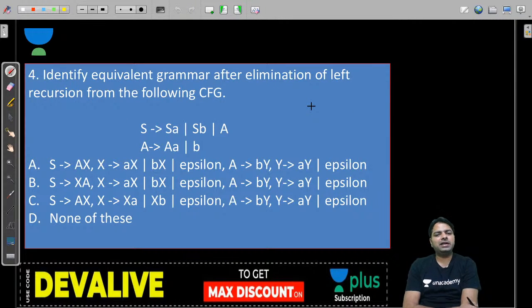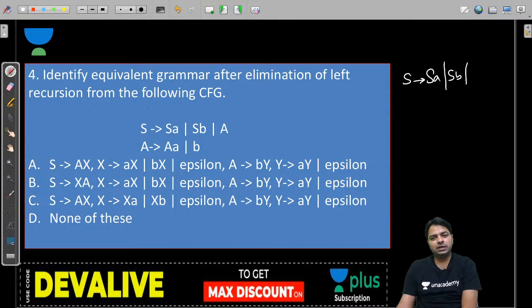Now, identify the equivalent grammar after elimination of left recursion from the following CFG. And guys, here you should be careful. In the options, do you have epsilon or not? Because the answer can be written with epsilon or without epsilon. So here epsilons are there, so it's very easy to write. And you have S to SA or SB or A.